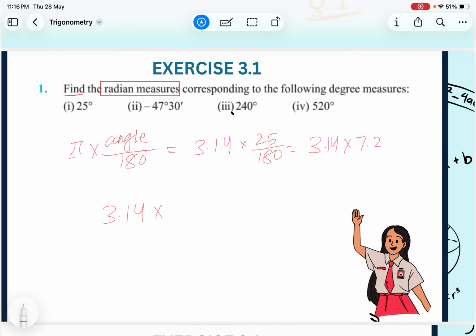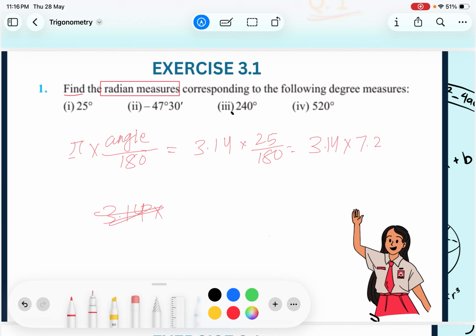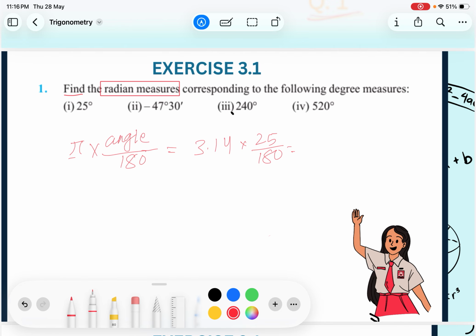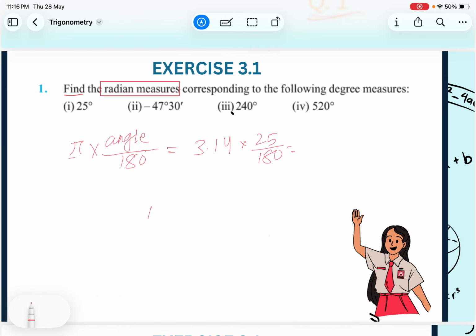3.14 into 25 into 80. Okay, that's it. So this is the reason why I was worried. I just did the wrong thing. I have to write 180 here and then 25 here. Okay, now 0.01, 180, and we will get 70 here, then 0.